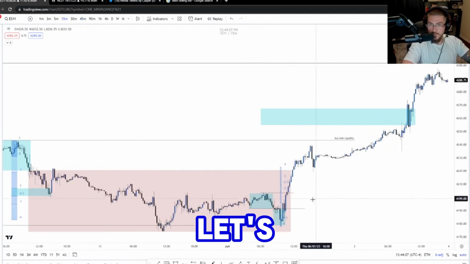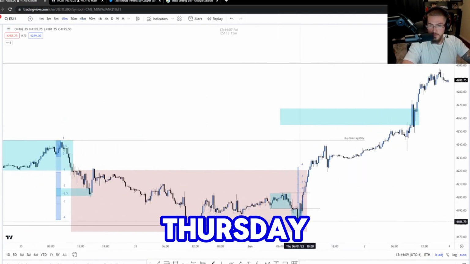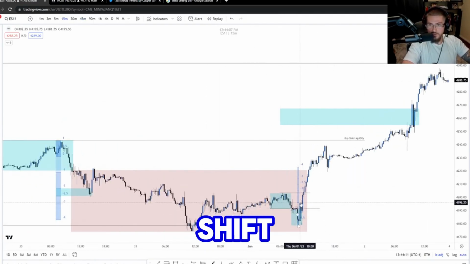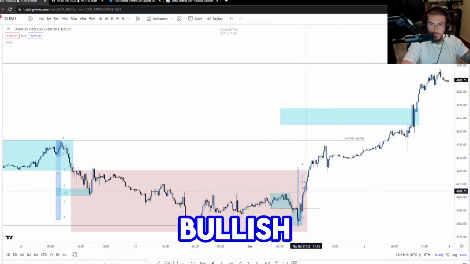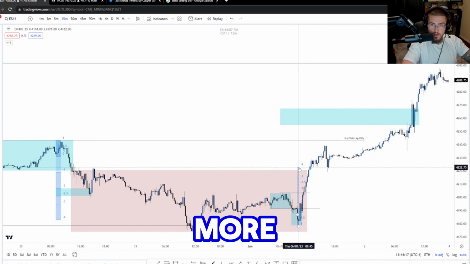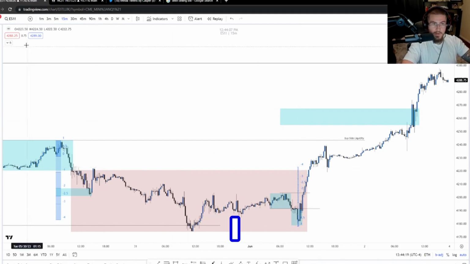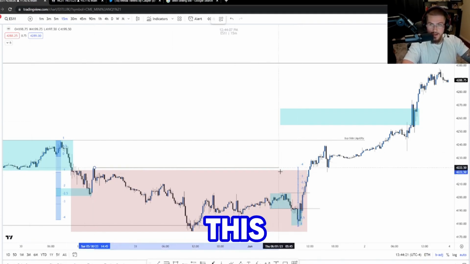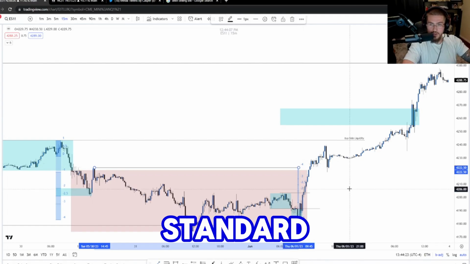So for example, let's say on this day, it's Thursday, you get that push down and a shift up, and you're saying, okay, well, the overall weekly profile is bullish, so I could maybe be a little bit more degen, I guess, with my targets. You could target this high over here because it's lining up with that 4th standard deviation.